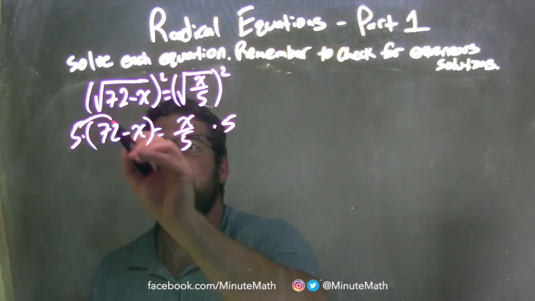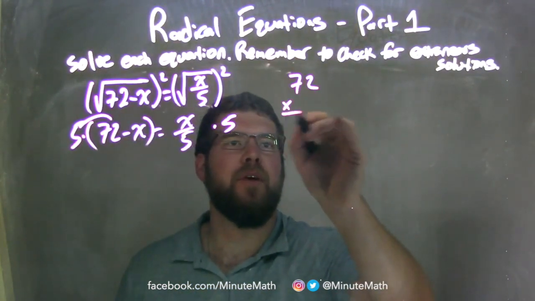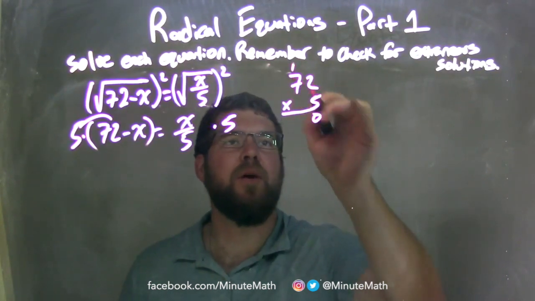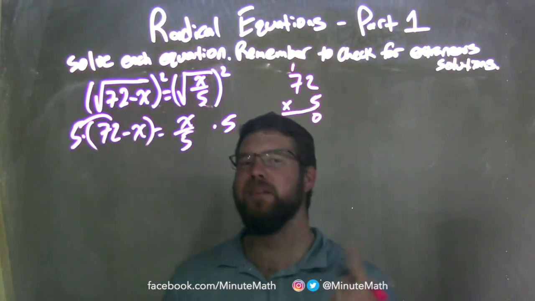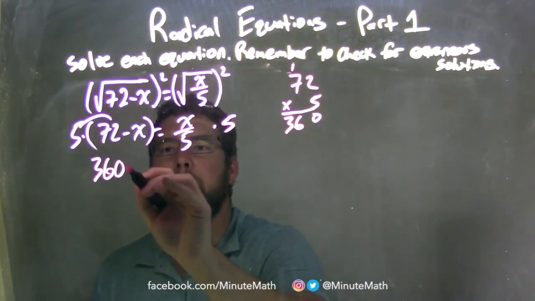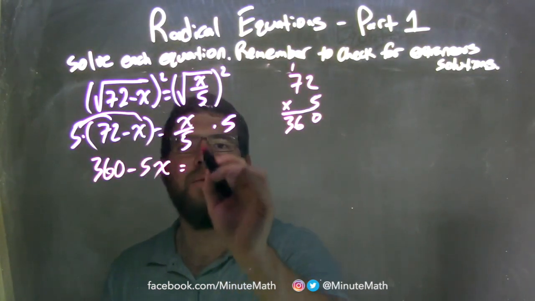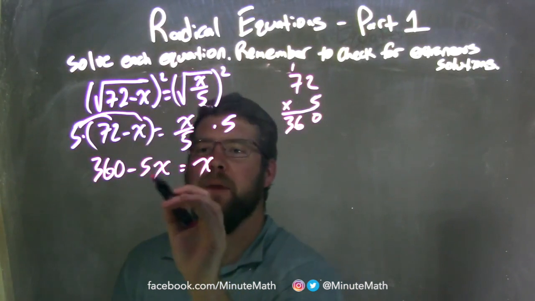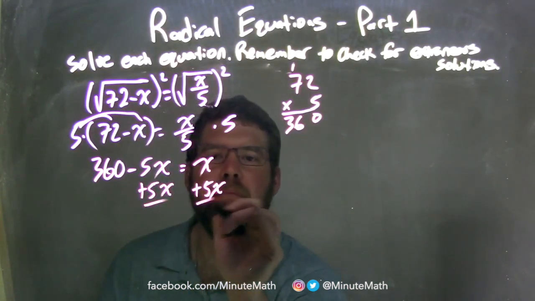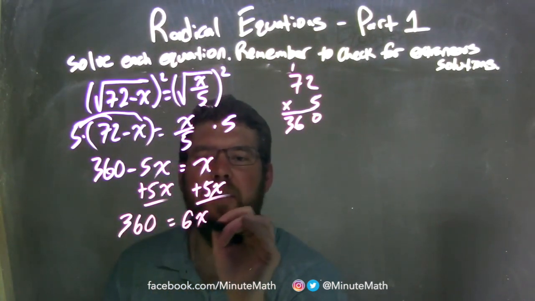Put your parentheses, because it has to go to both parts. Let's distribute. 5 times 72. Don't know off the top of my head. So 72 times 5. 2 times 5 is 10. 0 carry the 1. 5 times 7 is 35, plus 1 is 36. So we have 360 minus 5 times x, which is 5x, equals, these eliminate, just x. Now I'm going to add a 5x to both sides, leaving me with a 360 on the left and 6x on the right.